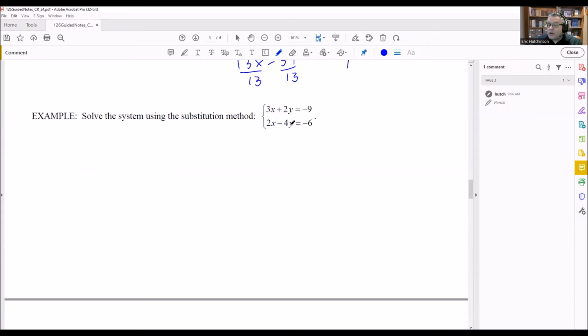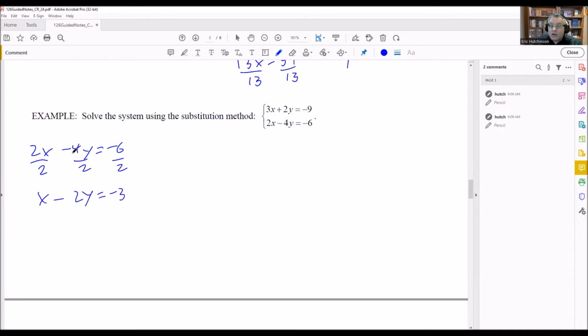But this one, I'm going to start with 2x minus 4y equals negative 6. And I notice here that I can divide everything by 2. So if I divide everything by 2, then I can get x by itself. So I have x minus 2y equals negative 3.